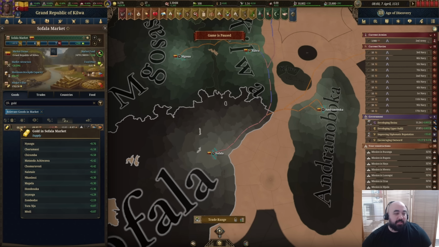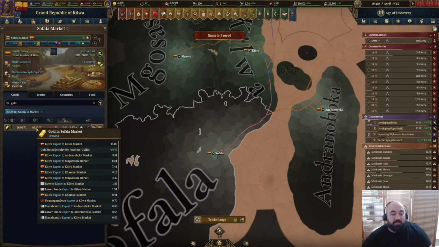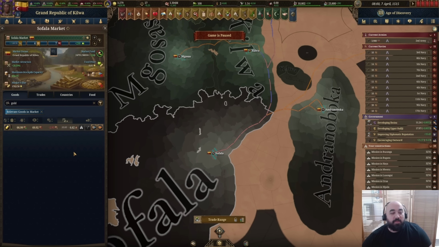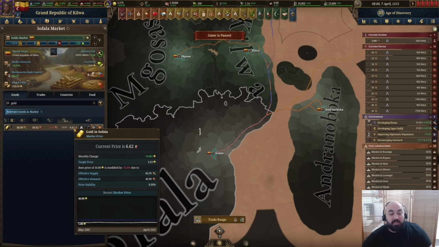Roughly speaking, it has a supply of 67, a demand of 70, and yet, despite having greater demand than it does supply, it actually has a price that is considerably lower than base price of 6.62 or minus 33.6%. That is because of the mechanic of effective supply and demand, wherein not all supply and demand is created equal. Instead, the supply and demand that is created locally within the market by both production and consumption is going to be worth more when it comes to informing price.